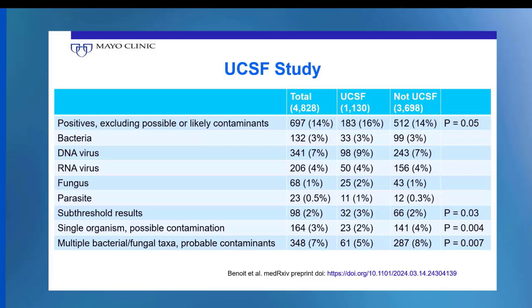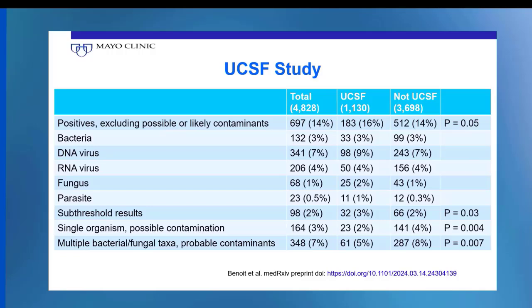First of all, the overall positivity rate, excluding possible or likely contaminants, was around 14%. That's actually where our data sits as well. So that's, I think, a helpful figure to be aware of. If you take a look at this, you'll see that the positivity rate was just a little bit higher, though on the borderline of statistical significance, from the in-house patients compared to the reference lab patients. And then you can see what was detected.